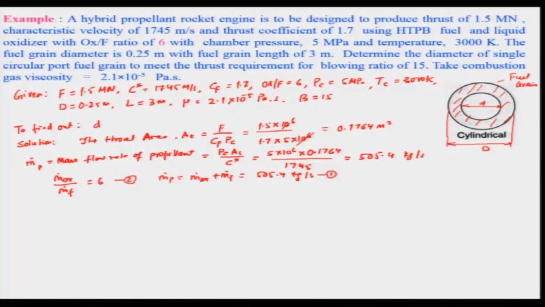This is equation 1, and by solving equations 1 and 2, we can get m dot f is 72.2 kg per second, and m dot oxidizer is basically 433.2 kg per second. And in order to get this diameter, we need to also find out the mass flux rate, because we will be using an empirical relationship, the semi empirical one.